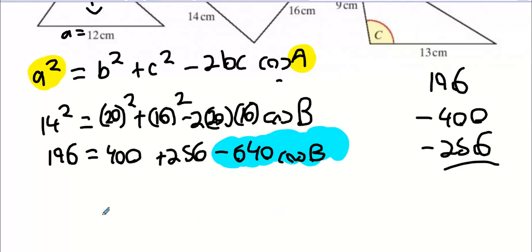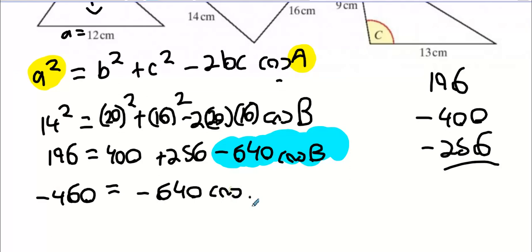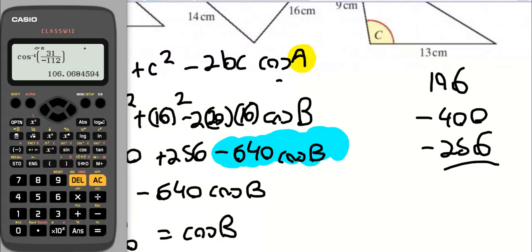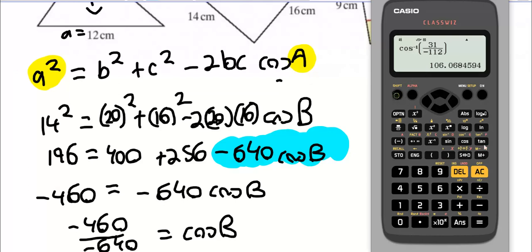Who got minus 460? Equals minus 640 cos B. Okay, now I'm going to grab that 640. All right, lads, I'm going to throw that underneath. So minus 460 divided by minus 640 equals cos B. I'm going to cos inverse that. And our prediction is a small angle, not a large one. So something below 60 degrees, I reckon.